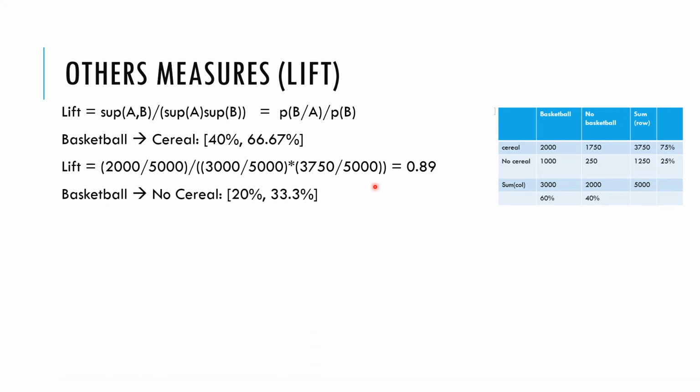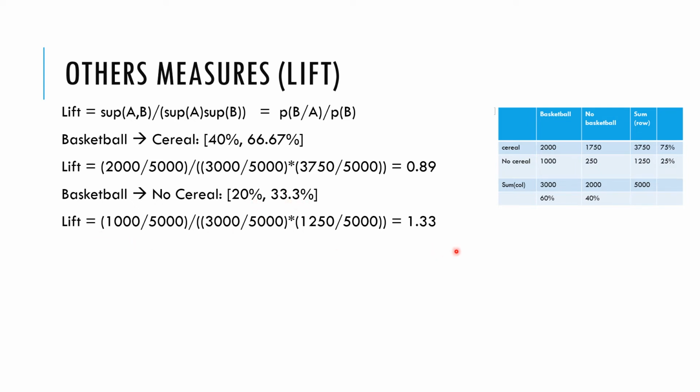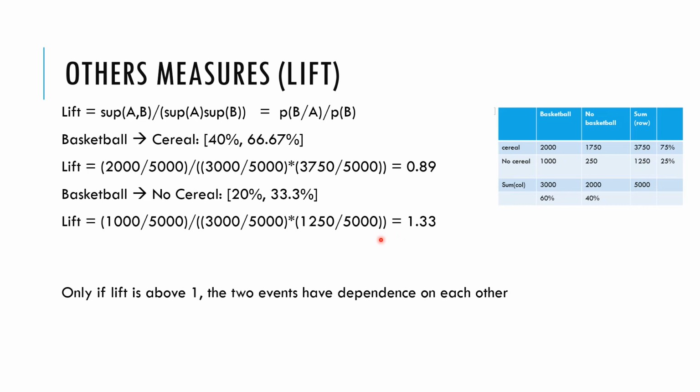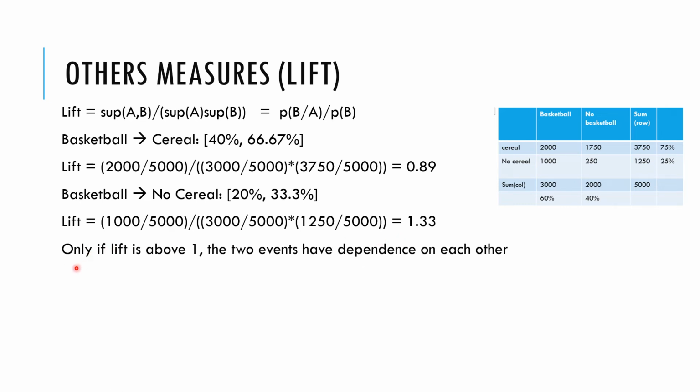So lift is 0.89, right? Now we calculate the lift for the other rule, basketball players not eating cereal. The support is 20%, confidence 33.3%. The lift value is 1.33. How do we interpret this? Only if lift is above 1, then we can say that two events have dependence on each other. So here we can say that these two are dependent. But here the lift value is less than 1, so they are not dependent.